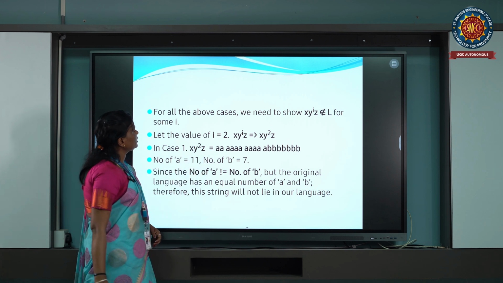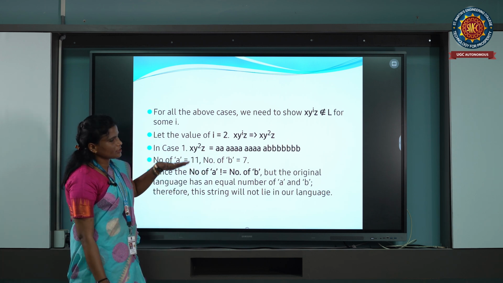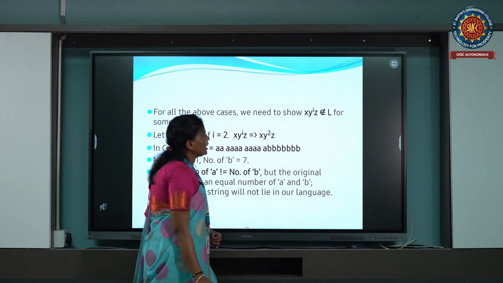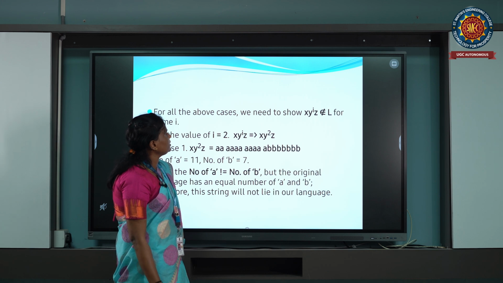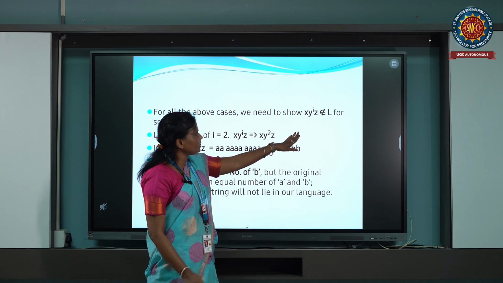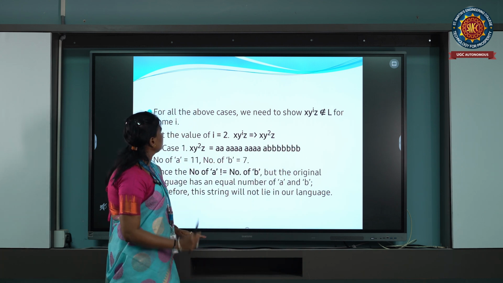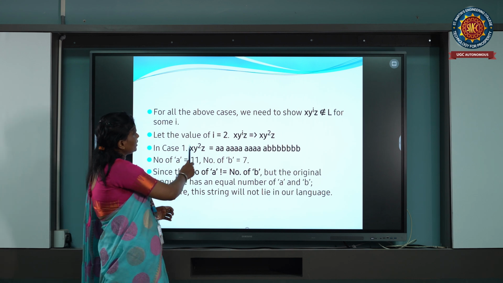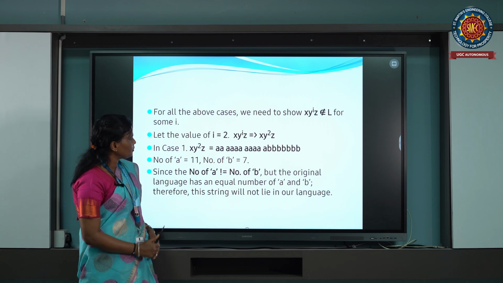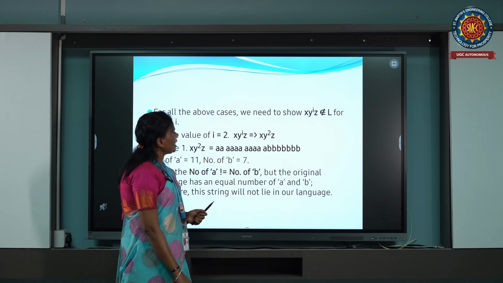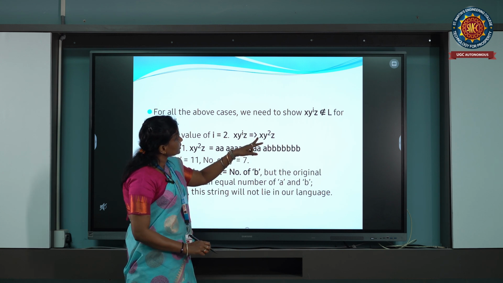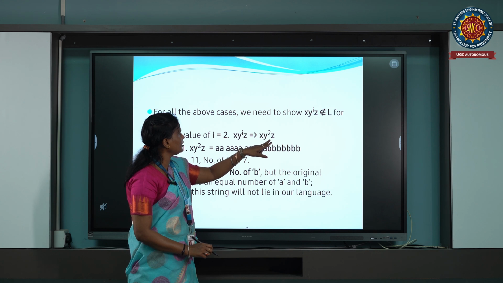So we have to prove that the language is not regular. For this we will take this part, that is x y to the power i z does not belong to L. That means whatever symbols we divided, that should not belong to the regular language. For this I take the value of i equal to 2. So x y to the power i z equals x y to the power 2 z.